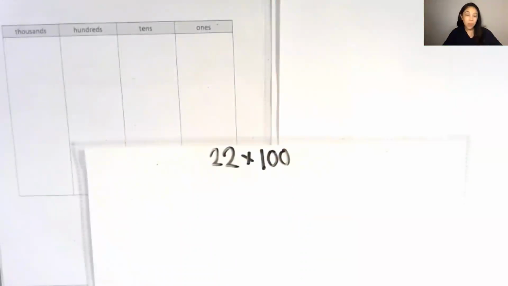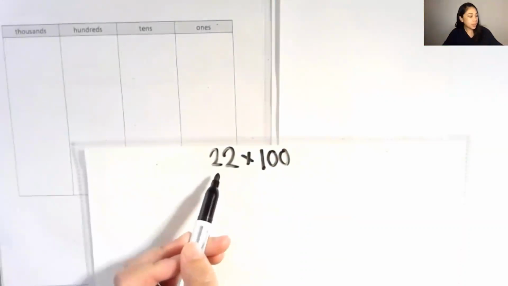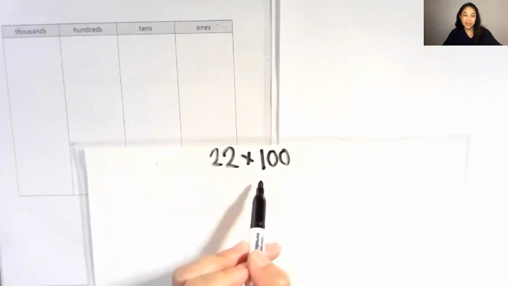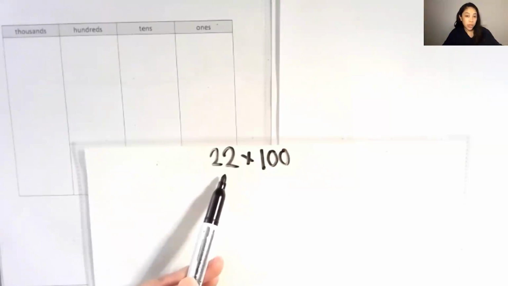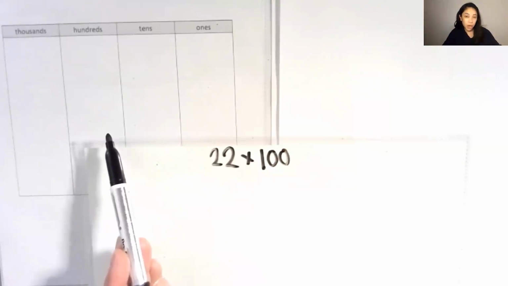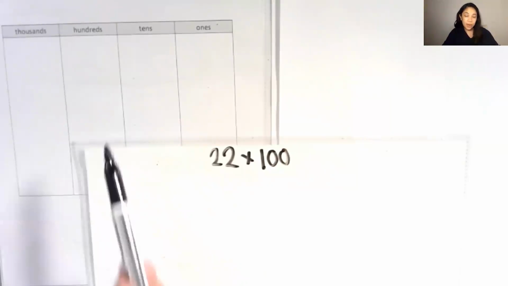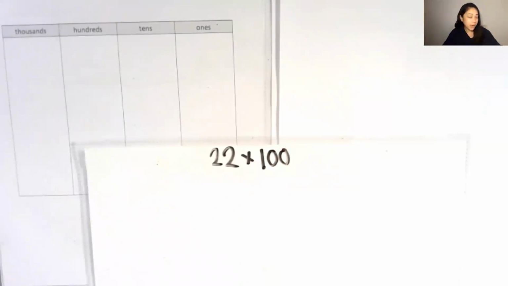For our next problem, we have 22 times 100. Just like before, I'd like you to do the following. Please pause the video here, and I'd like you to represent 22 on your place value chart using place value discs. Then I'd like you to represent on your place value chart 22 times 100. I'll be here when you get back.